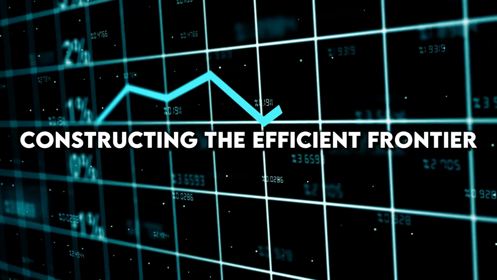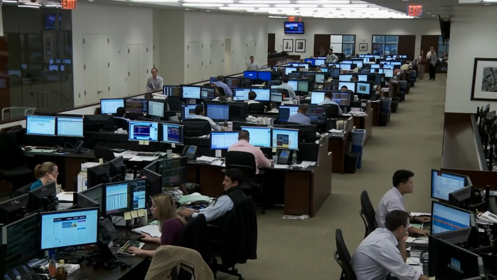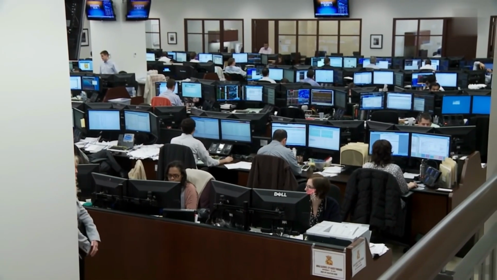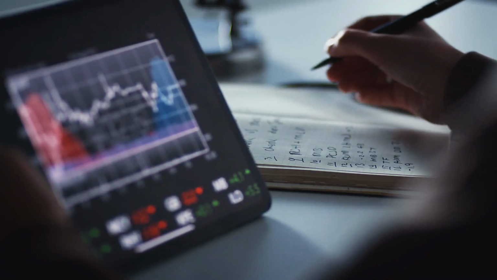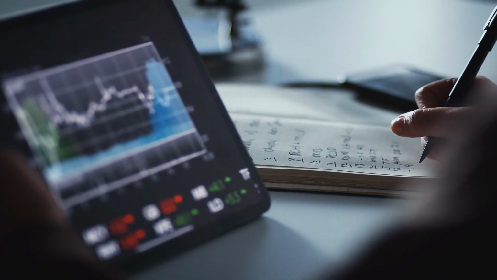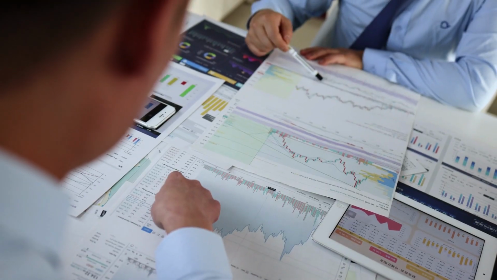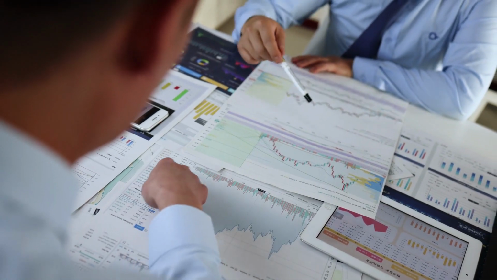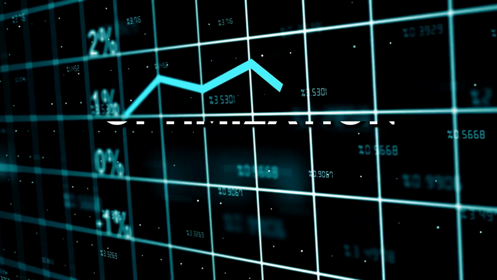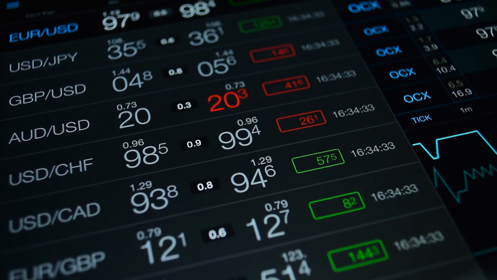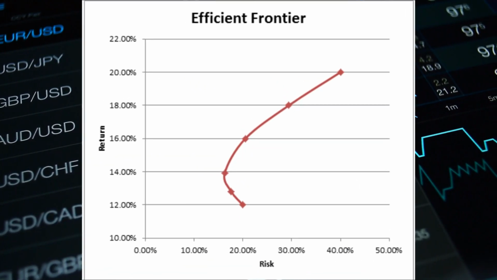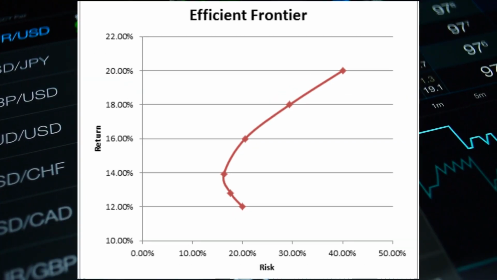Constructing the efficient frontier. Risk and return. Investors estimate expected returns, variances, and covariances of assets. Returns are the weighted average of individual asset returns, while risk is measured by return standard deviation. Optimization. By applying optimization techniques, investors find optimal asset weights that define the efficient frontier on a risk-return graph.